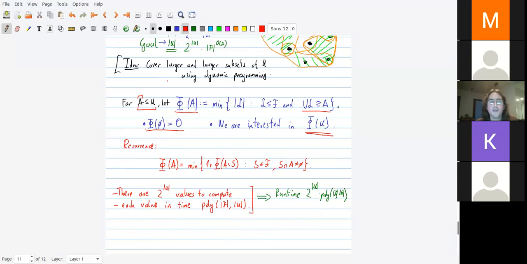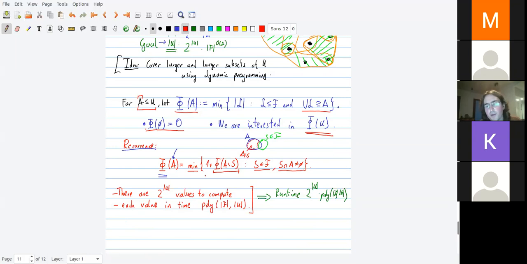And now the idea is that this function phi satisfies a very basic recurrence. If I would like to cover a set A, I can take some set S from my family, and I can cover the rest from the recurrence. So this is the minimum possible. This minimum corresponds to browsing through all the possible sets S from my family that cover something. I can assume that I take this S into my cover, and then I am left with covering A minus S, which I have already pre-computed in my function phi. So this shows that phi satisfies this basic recurrence.